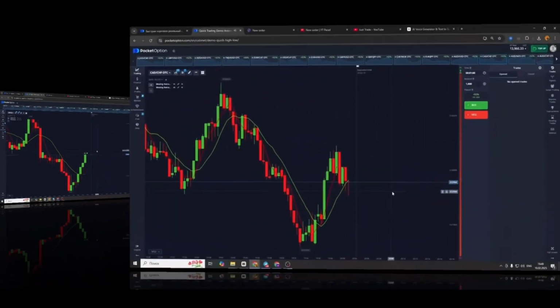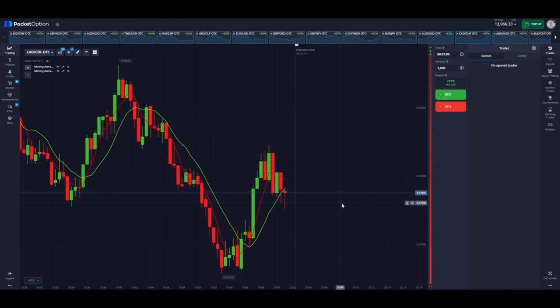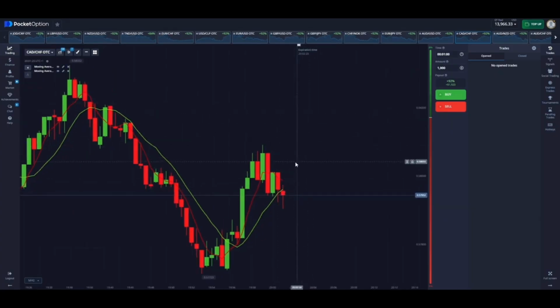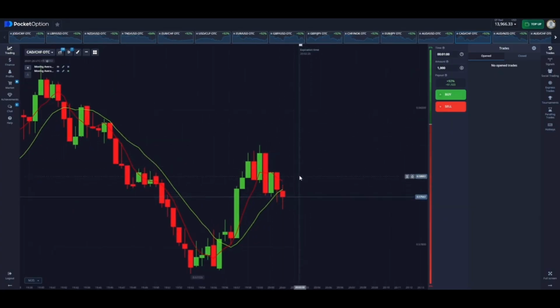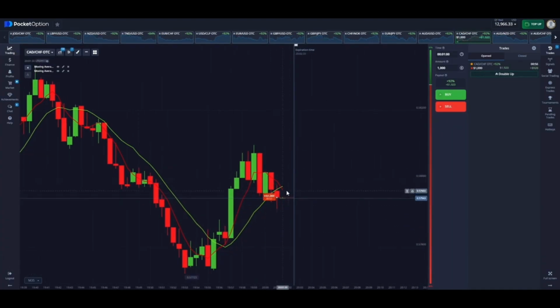Let's move on. To show how this strategy works on the OTC market, I have already added OTC currency pairs to my Pocket Option trading terminal, and I'm waiting for the entry point on this currency pair. As we can see, in a few seconds, the crossing might happen, and I will open my third trade with this strategy. The OTC market is great because the payouts here are usually as high as 92%, and there's no need to be afraid of it.